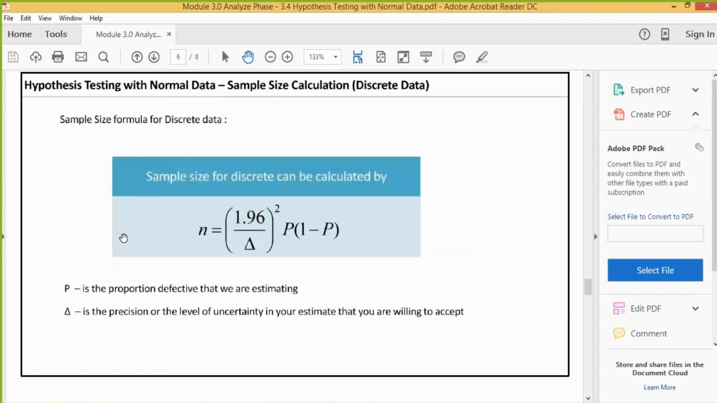We have covered sample size for discrete data. Slightly different. N is equal to the whole of 1.96 divided by delta, the whole square, times P into 1 minus P. P is the proportion defective that we are estimating. We have to estimate P. So it's a guesswork. Discrete data.